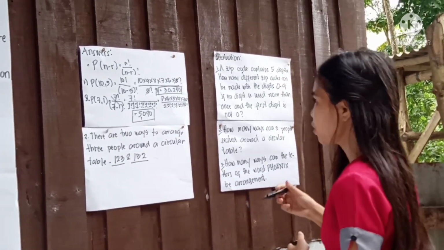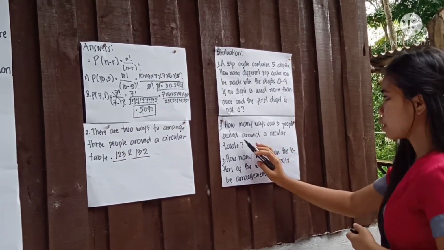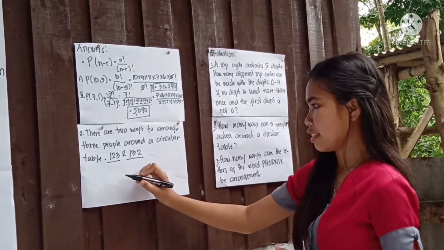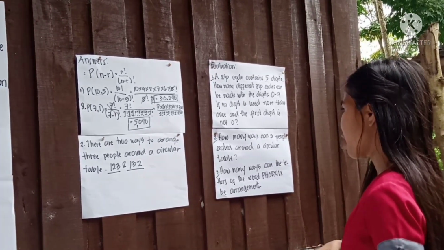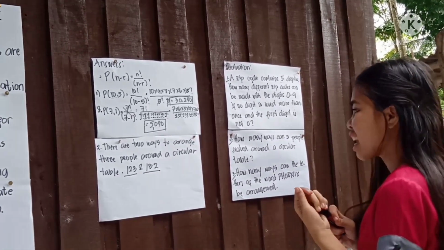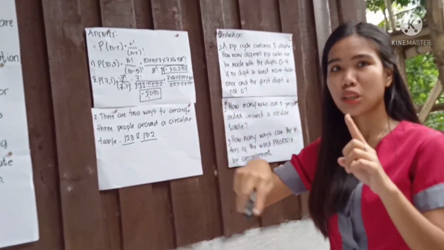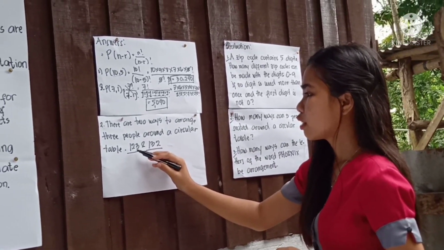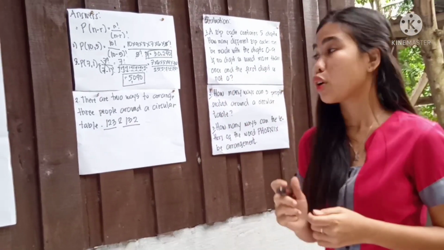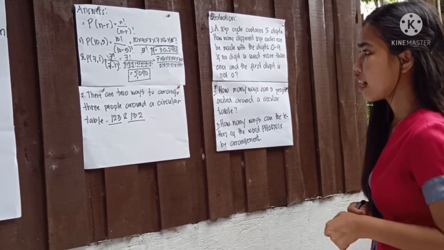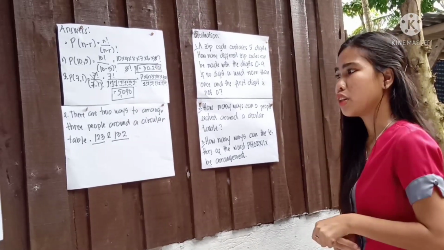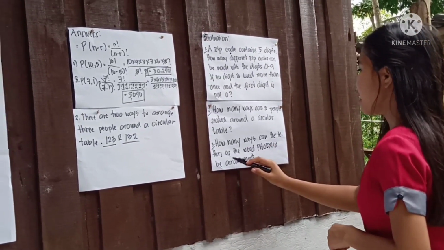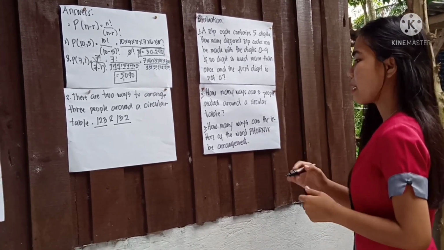For question number 2, how many ways can 3 people be seated around a circular table? So the answer is, for the circular table, there is no starting point, no fixed corner. So the answer is 123 and 132. There are only 2 ways to arrange 3 people around a circular table. And for number 3, how many ways can the letters of the word phoenix be arranged?